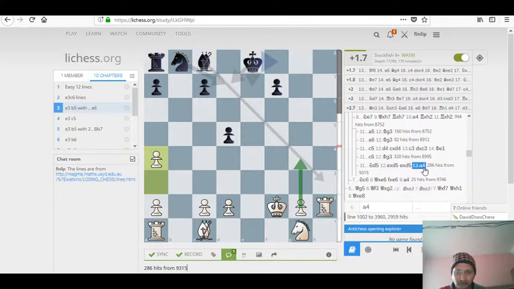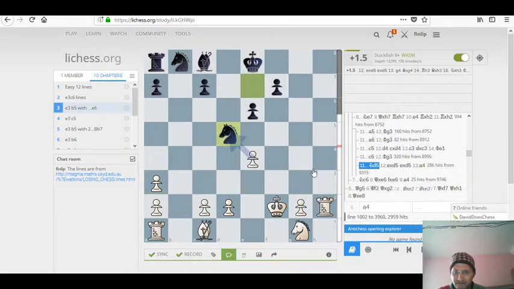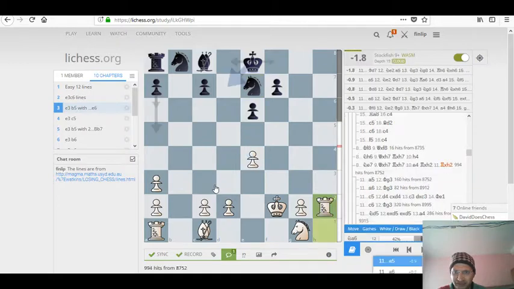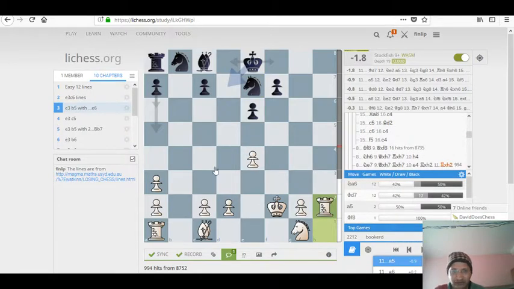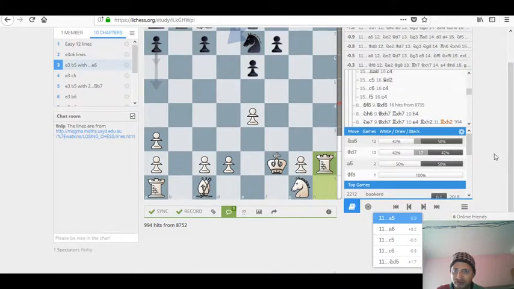Okay, a4 here. And now let's have a look at the next line. Instead of knight d5, the other move could be at 286 plus 9315, which gives me how much?